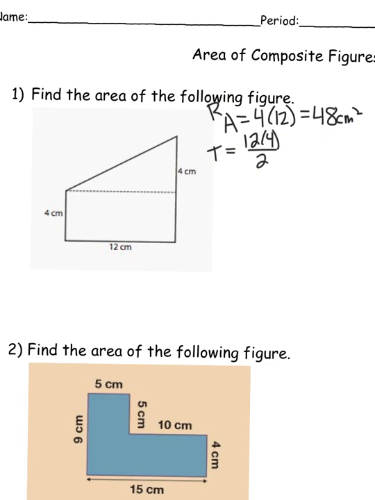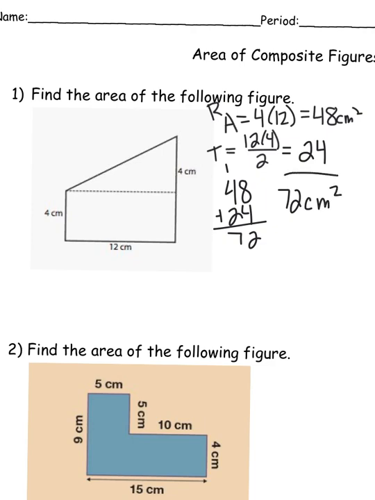But here, 12 times 4 is 48, divided by 2 is going to be 24, and then we're just going to take those two and add them together. So we're going to have 48 plus 24. So our total area should be 72 centimeters squared.